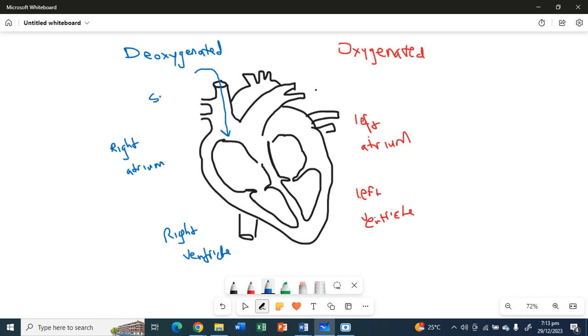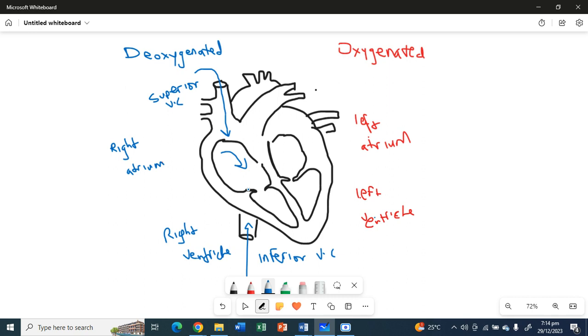Superior vena cava, and also from the inferior vena cava. This is the deoxygenated blood coming into the heart from the superior and inferior vena cava. So inferior VC, just say vena cava. All right. So the deoxygenated blood enters into the right atrium.